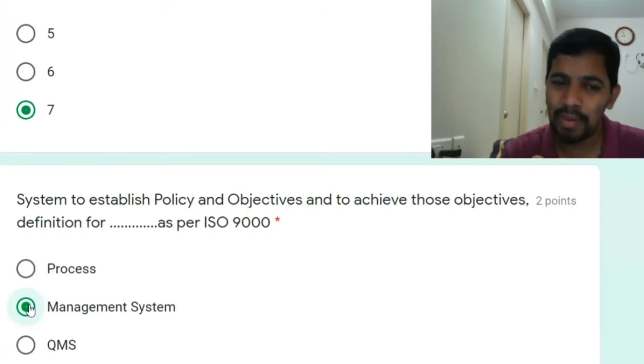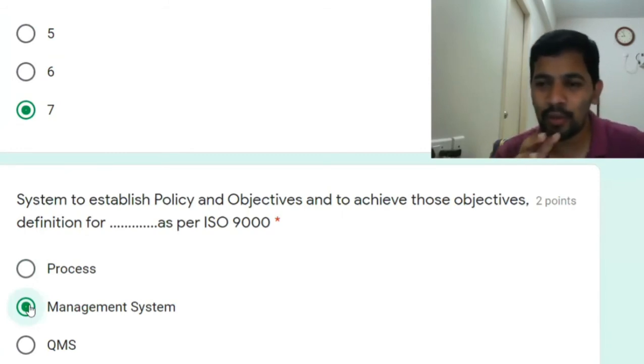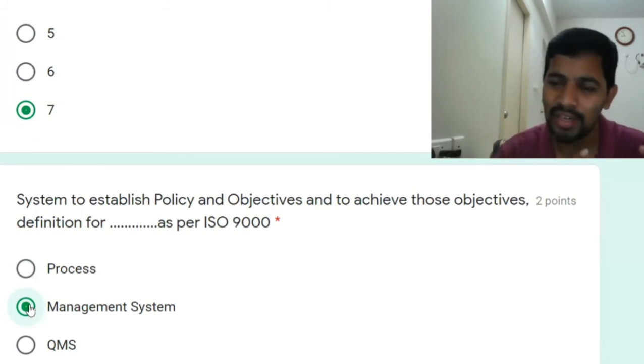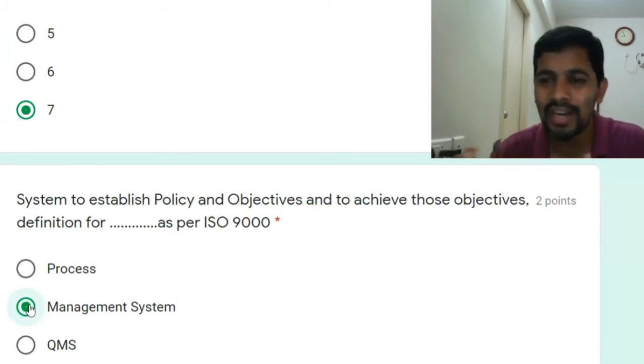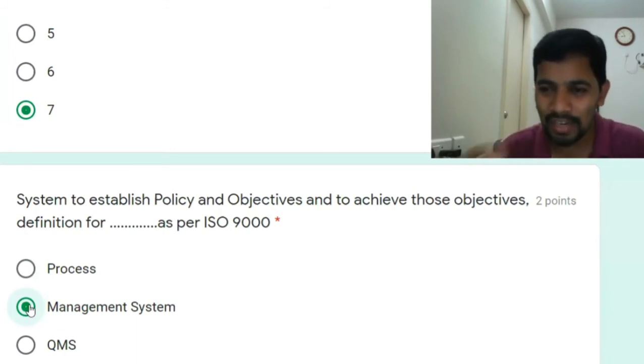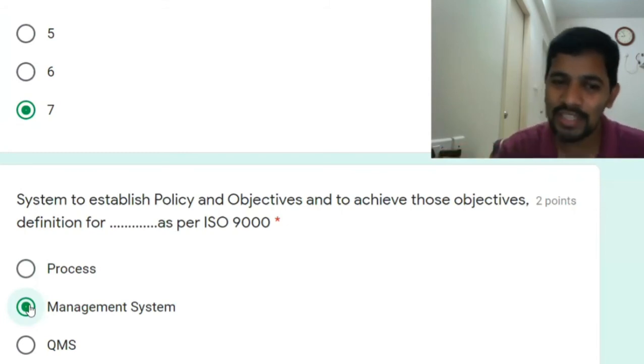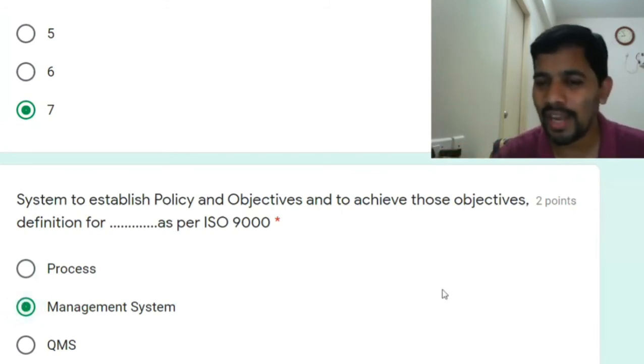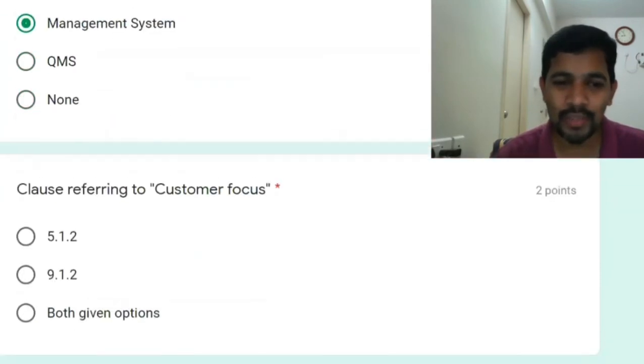So that means, remember, this is a twisting question. The QMS definition is different. A set of coordinated work to direct and control an organization in order to continually improve the effectiveness and efficiency. That is the definition for QMS. But for management system in general, this is the definition given in the ISO 9000. Let's go to the next one.